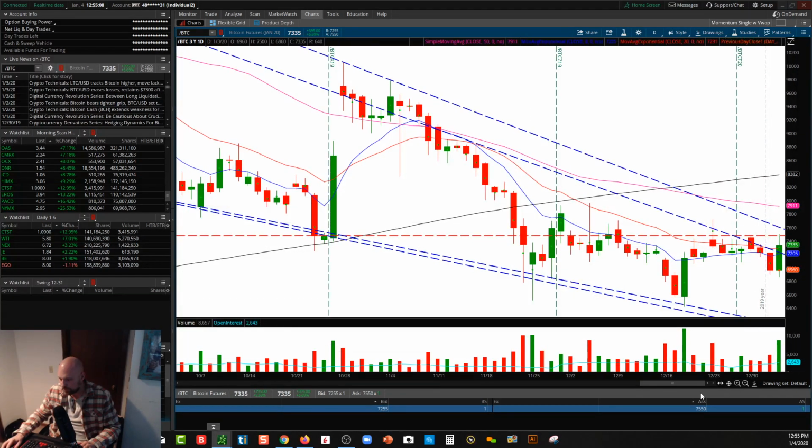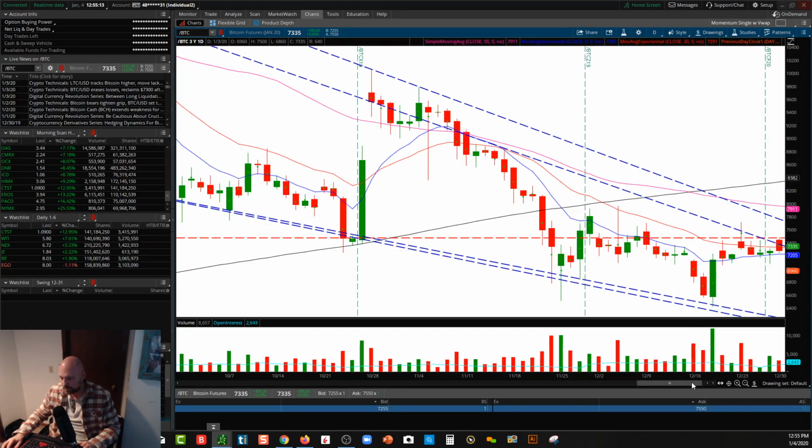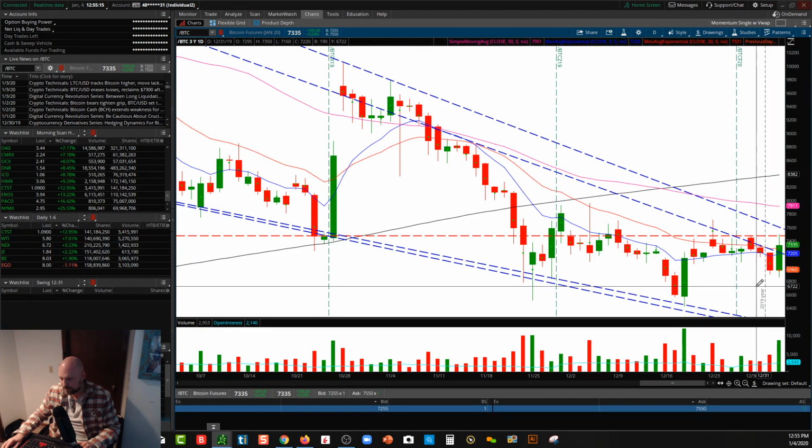I'm not sure why my chart keeps moving. That's very frustrating. What the heck is going on with my charts? You guys see that every time I go up over here, it seems to move.